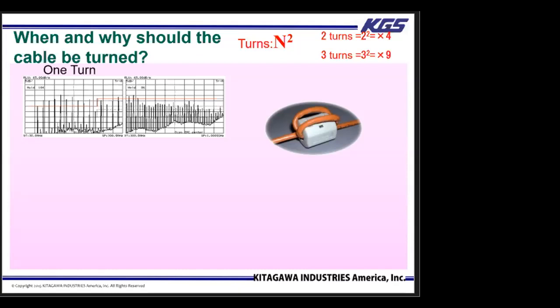This means that if you do 2 turns, the increase will be 4 times greater than 1 turn, and the effect is like placing 4 ferrites on the cable. If you make 3 turns like in the picture, the increase will be 9 times greater. This is the same effect as placing 9 ferrite cores.